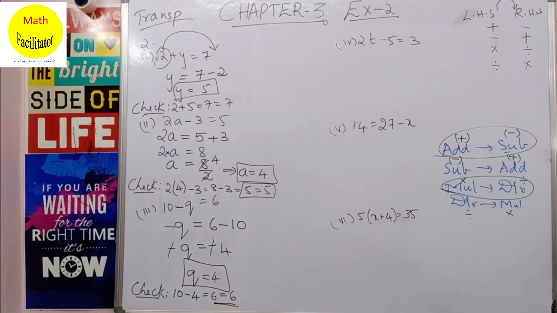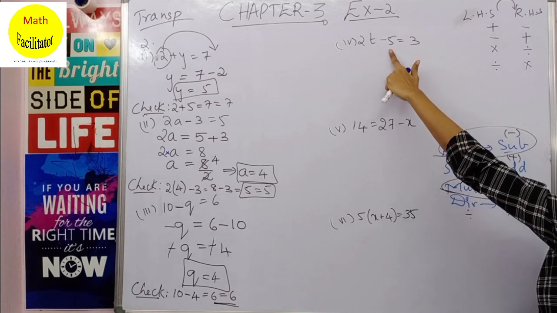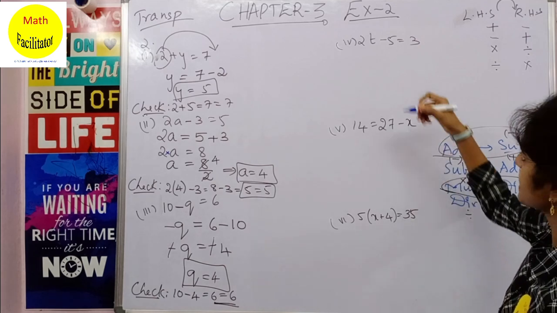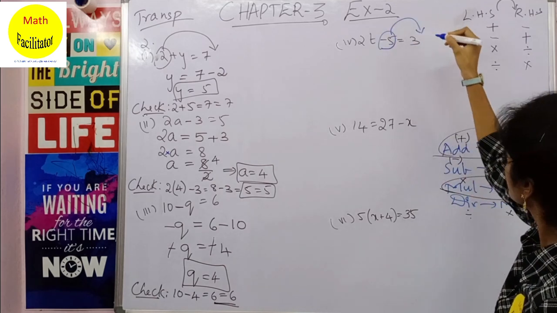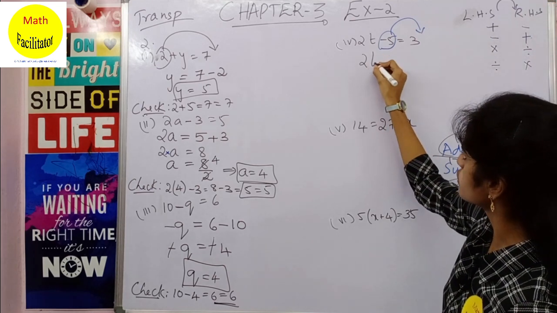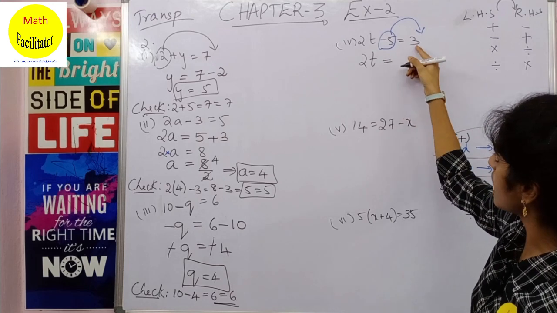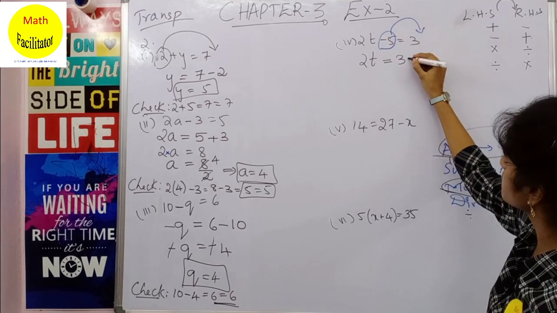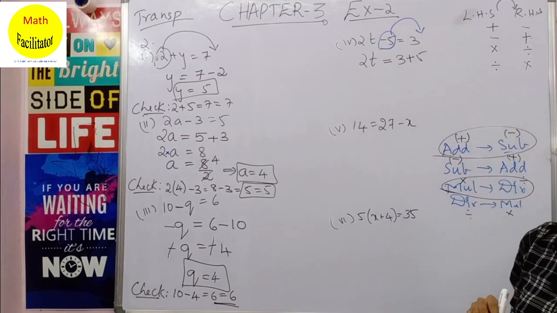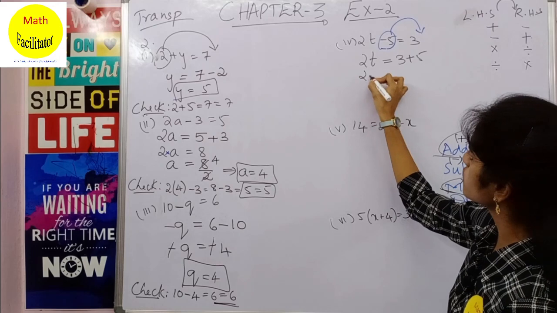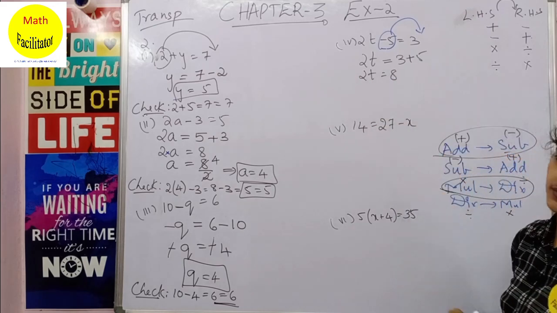So now the next one, you have 2t minus 5 equal to 3. Here I have minus 5 extra, so I'll send this minus 5 to the other side. When I send a minus quantity to the RHS, it becomes plus. So I have 2t in the LHS equal to 3 in the RHS, and this minus 5 also I'll send here, so it becomes plus 5. Minus quantity becomes plus quantity. So 2t is equal to 8.